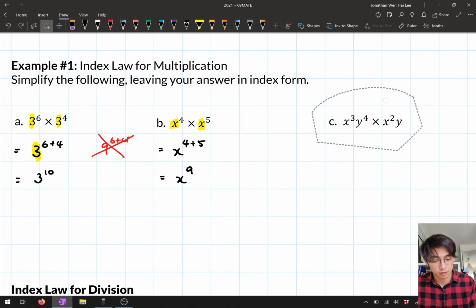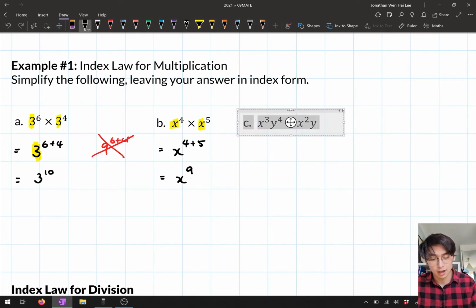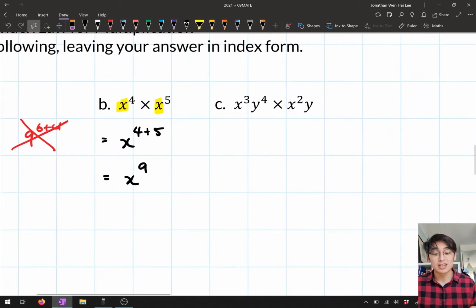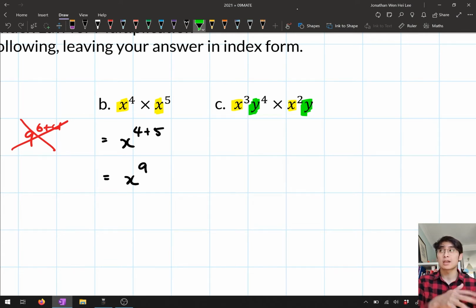Let's have a look at this one. So let me move it across so it's just a little bit easier for us to see. Okay, x to the power 3, y to the power 4 times x to the power 2 times y. Now here, notice here we've got two sets of different bases. So here we've got x's, which have different powers, and we've also got y's with different powers. So for this question, we need to deal with each one of those separately. We need to deal with the x's by themselves first, and then we need to deal with the y's by themselves as well. So here, let's actually start off with the x's.